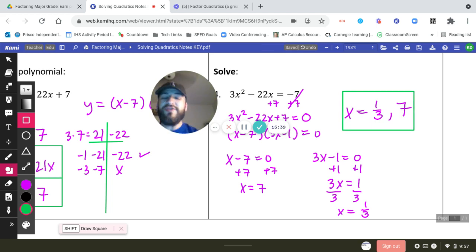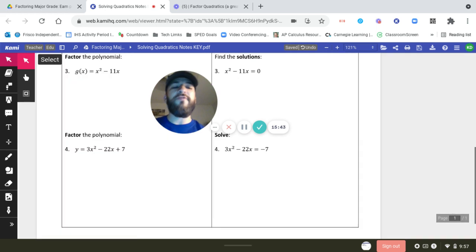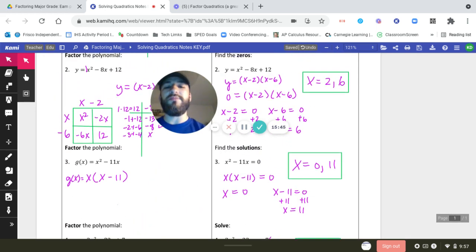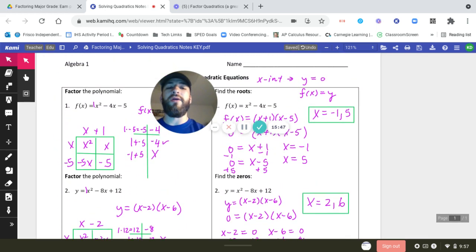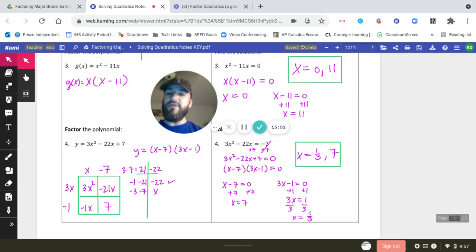And that's it for solving all. I mean, they do get a little trickier, like number 4, but some of them are still nice and easy, like 3, 2, and 1. But that is it for solving. You just take what you've already factored, set it equal to 0, and solve both of those as if they're their own separate equations. And pretty simple, one to at most two-step equations to solve for, y'all. So that is it.